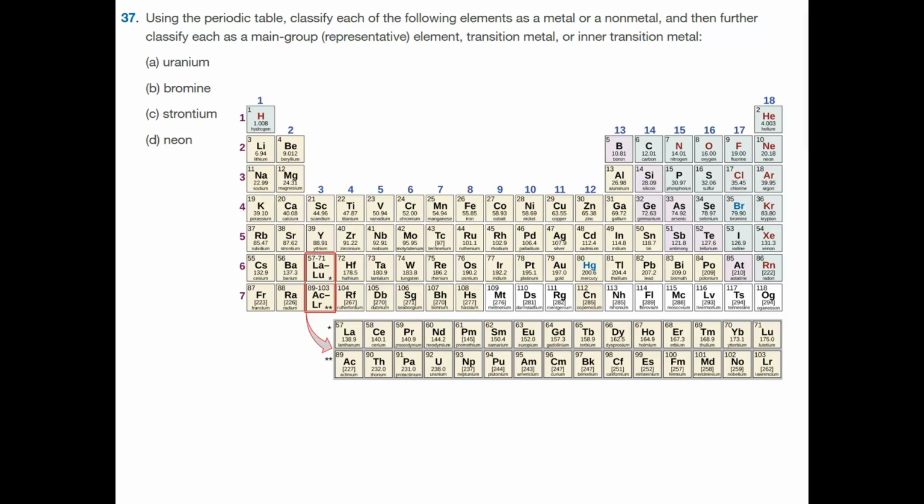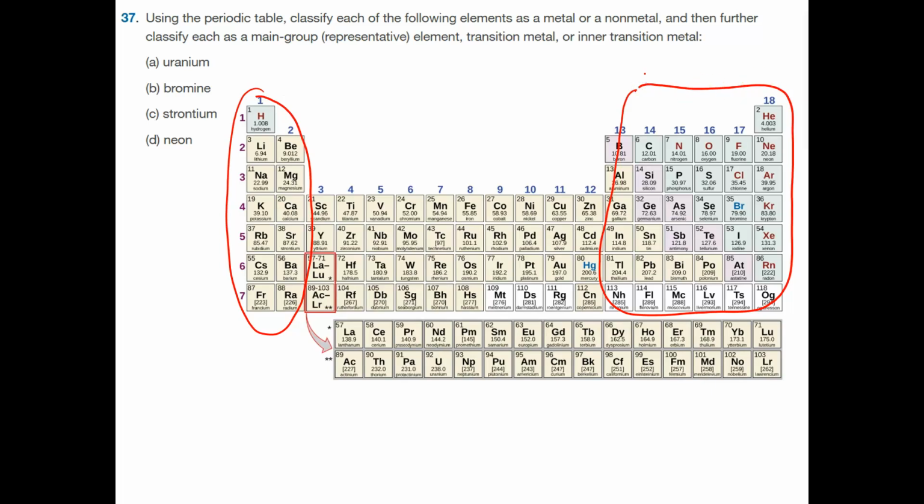Okay, so let's look at some example problems from the book. It says, using the periodic table, classify each of the following elements as a metal or a non-metal, and then further classify each as a main group or representative element, transition metal, or inner transition metal. So just making it clear, the two groups on the left and the 6 groups on the right that poke up above the middle section of the periodic table, these are the main group or representative elements.